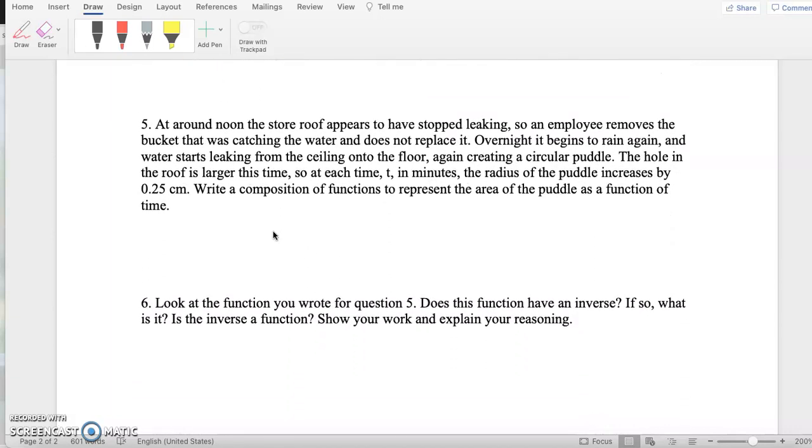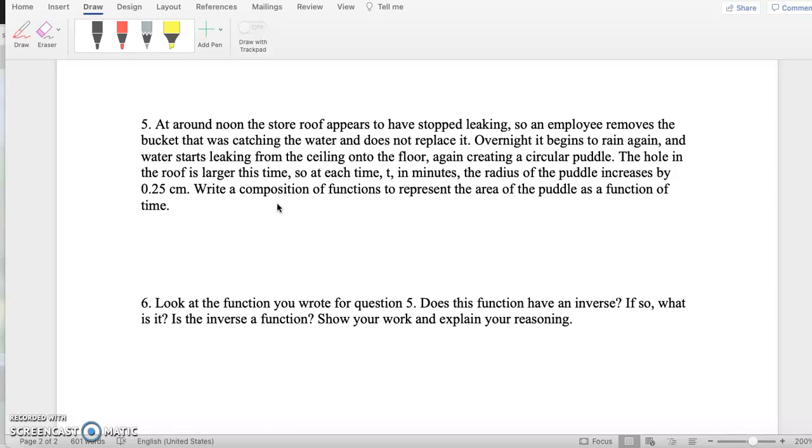Figure out what operation you're going to be doing with these two functions. At around noon, the store roof appears to have stopped leaking. So an employee removes the bucket that was catching the water and does not replace it. Overnight, it begins to rain again, and water starts leaking from the ceiling onto the floor, again creating a circular puddle. The hole in the roof is larger this time, so at each time t in minutes, the radius of the puddle increases by 0.25 centimeters.